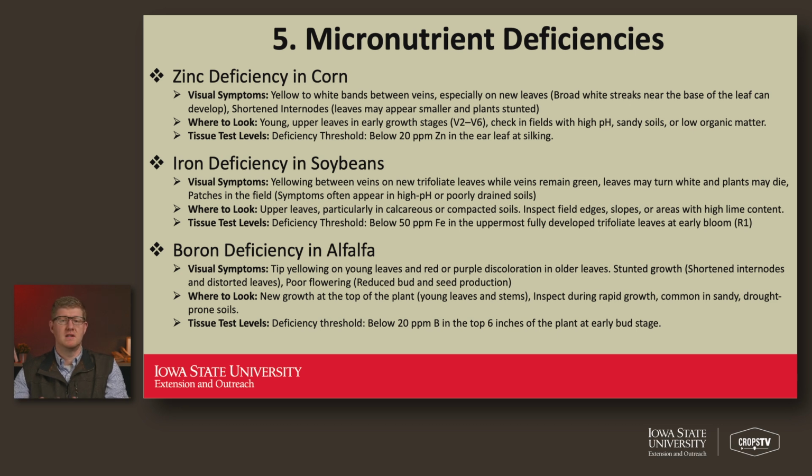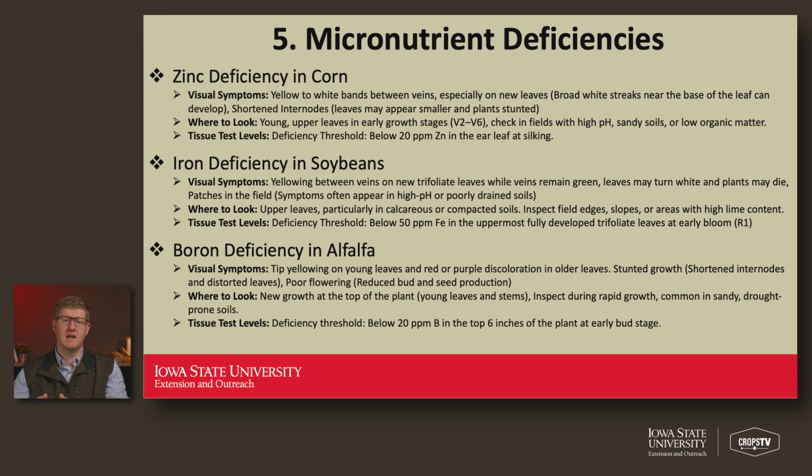In soybeans, the micronutrient that we are most commonly worried about is iron. So you may have heard of this called iron deficiency chlorosis. It's because an iron deficiency is going to lead to yellowing of the leaves between the veins on the newer trifoliates, but the veins themselves are going to remain green. And we'll see a good example of this in just a minute.